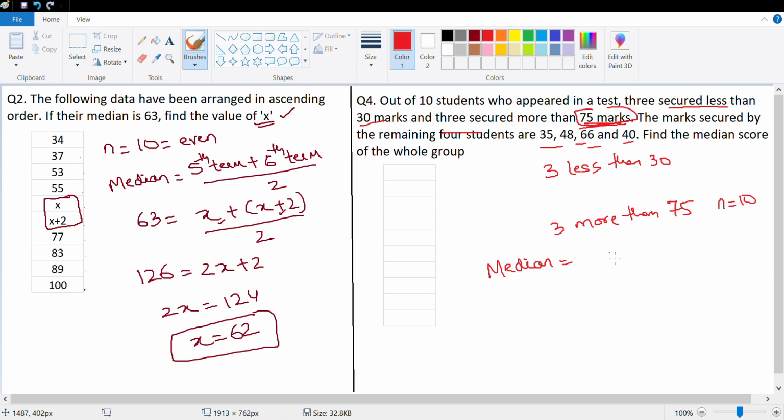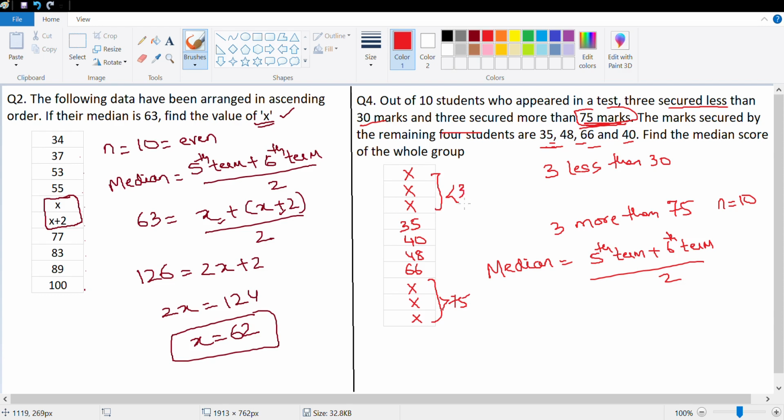So this would be 5th term plus 6th term upon 2. For the first 3 people who scored less than 30, we're not bothered about them. After that comes the next one, which is 35. Next comes 40. Next comes 48. Next comes 66. And now there are 3 people who have scored more than 75. So we are looking at the 5th term and 6th term, which are 40 and 48.